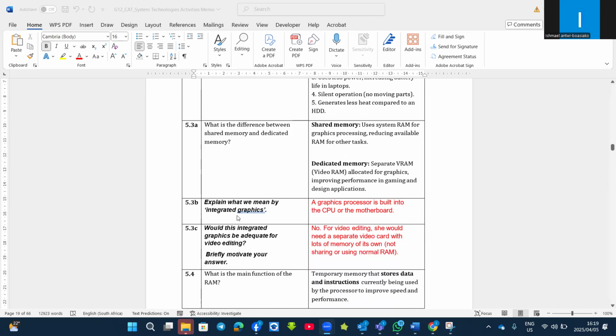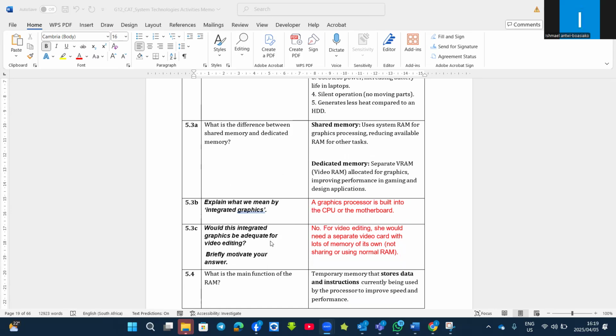5.3b, explain what we mean by integrated graphics. Integrated means built into. So those are the graphics that are built into the CPU or the motherboard. That's called the integrated graphic.